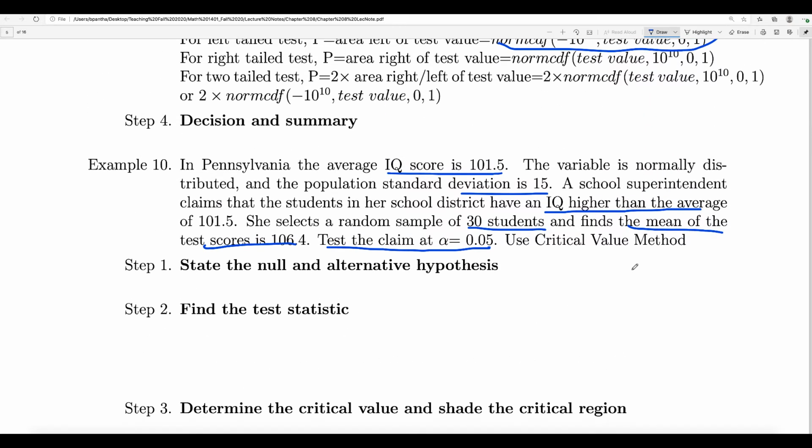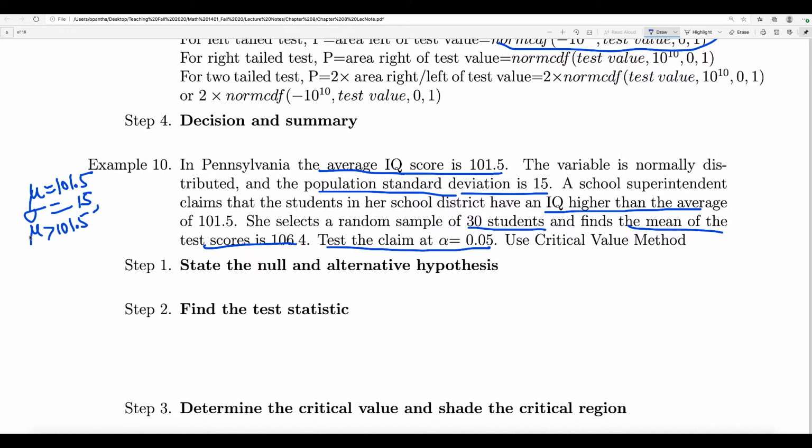Let me first list what is given. The population average IQ is given: mu equals 101.5. Sigma, the population standard deviation, is 15, right? And this is a right tail test. Why? Because it says higher than, so mu greater than 101.5. That will be the alternative hypothesis, because it says higher than the average. Higher than means greater than, and greater than does not include the equal to sign. That's why it is the alternative hypothesis.